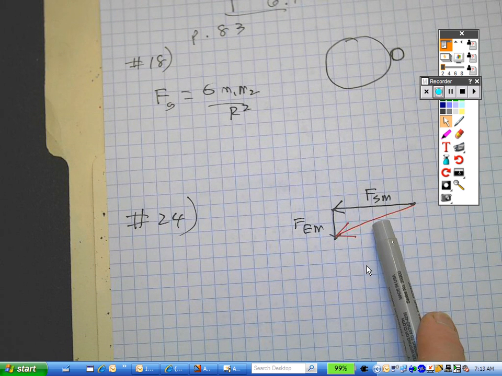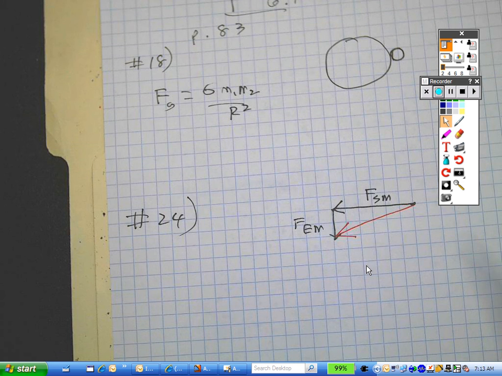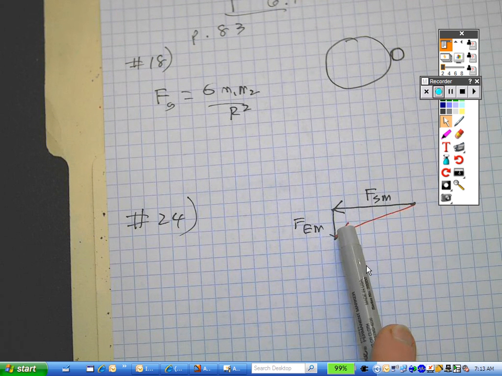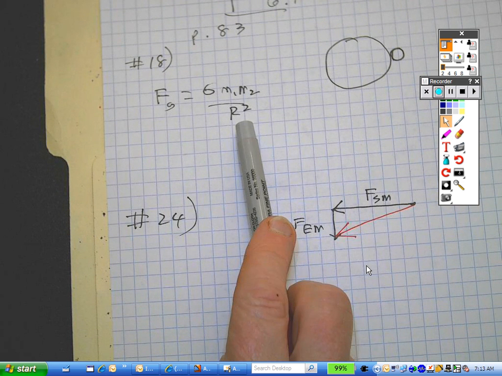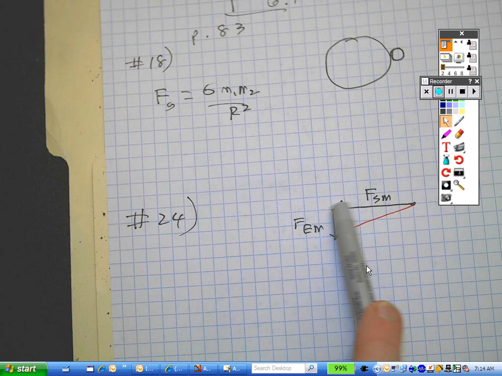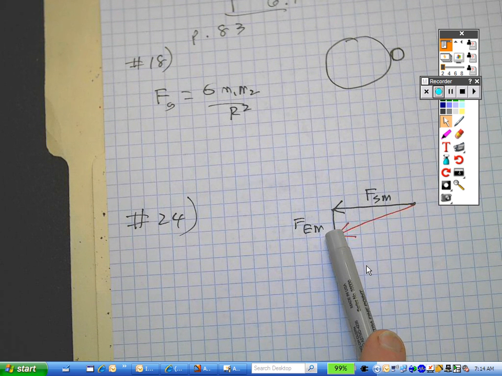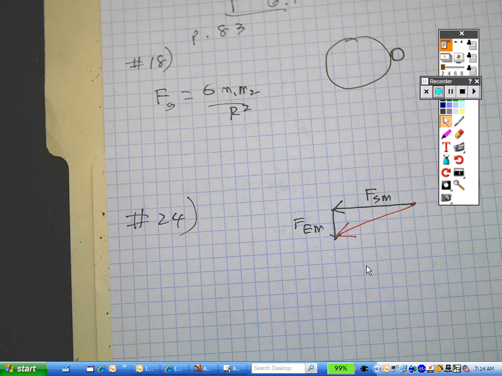And because these are right angles, you could use the force of gravity formula, the same one as for the previous problem, but you've got them at right angles, so you don't need I and J. Easier mathematics would be preferred.